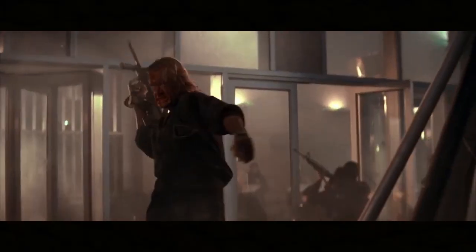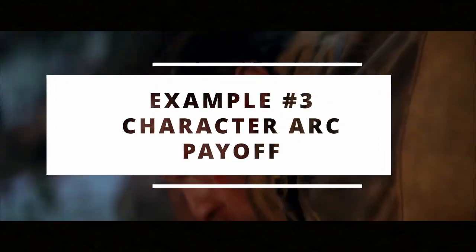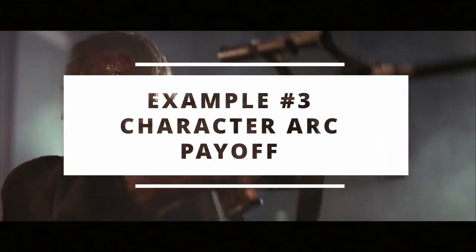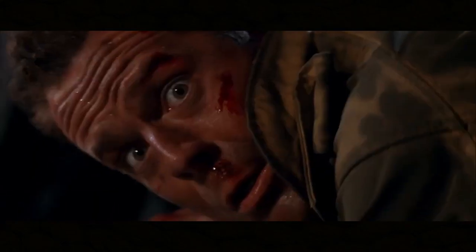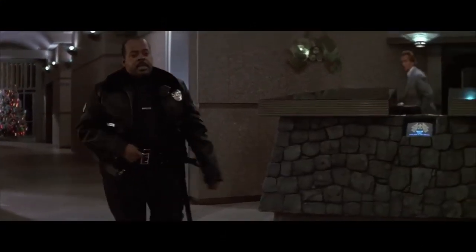And then the third type of setup and payoff is the character arc payoff. And this is a very common one because most stories include characters who have an arc, characters who change. And for the example I'm using in this one, we're going to go with Alan Powell, who is one of the major supporting characters in this story.